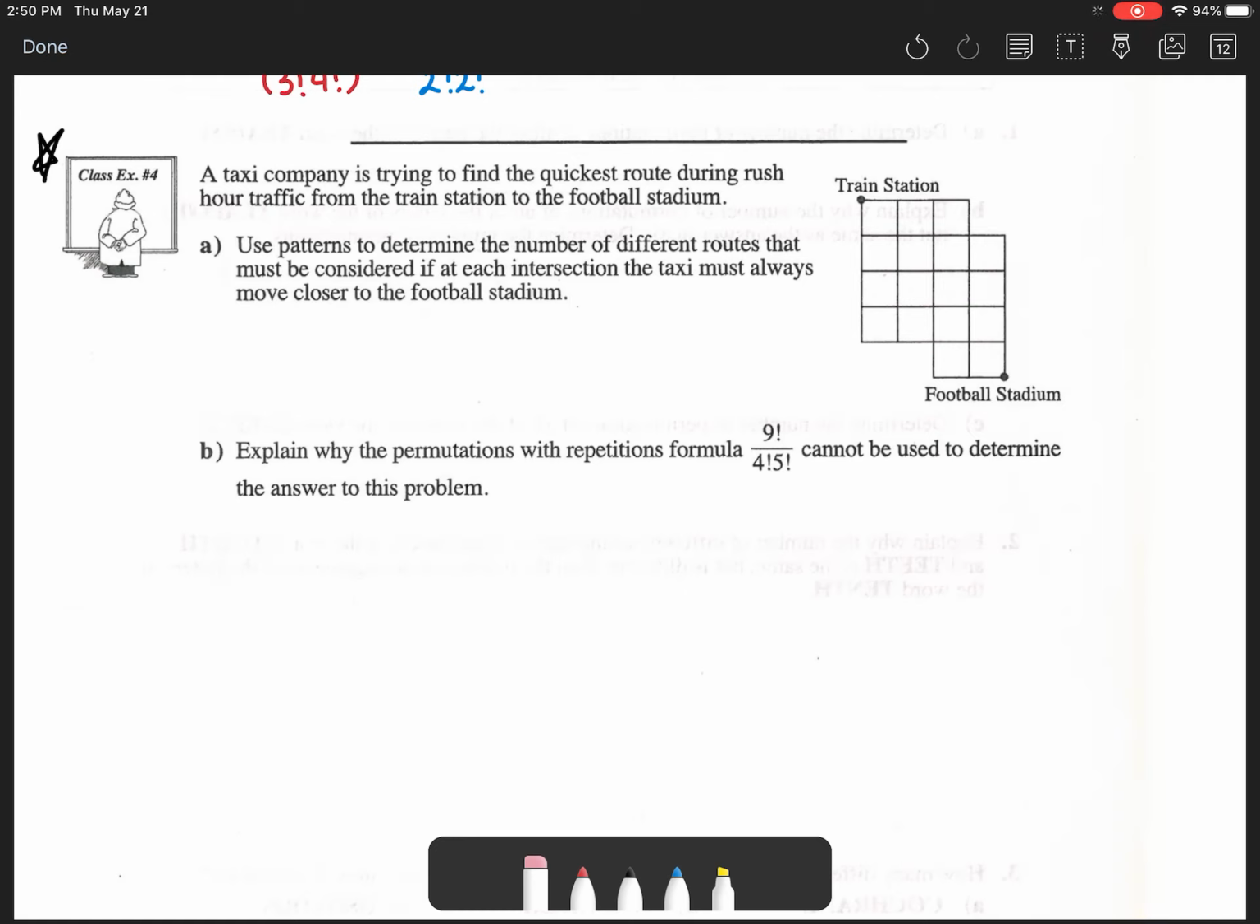So here's what happens. It says a taxi company is trying to find the quickest route during rush hour from the train station to the football stadium. Okay, so starting here, ending here. Use patterns to determine the number of routes that must be considered. At each intersection, the taxi must always move, and there again, closer to the football stadium. So again, we start by putting 1s on the outside of the grid and down the grid. Okay, and then we continue our pattern of adding. So 1 and 1 is 2, 2 and 1 is 3, 3 and 1 is 4.